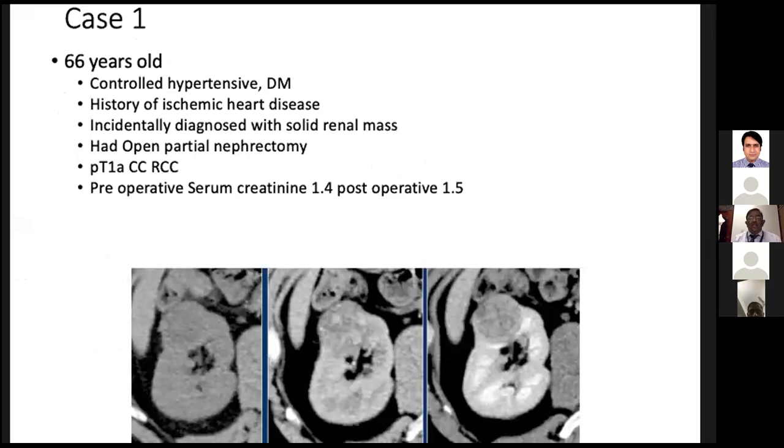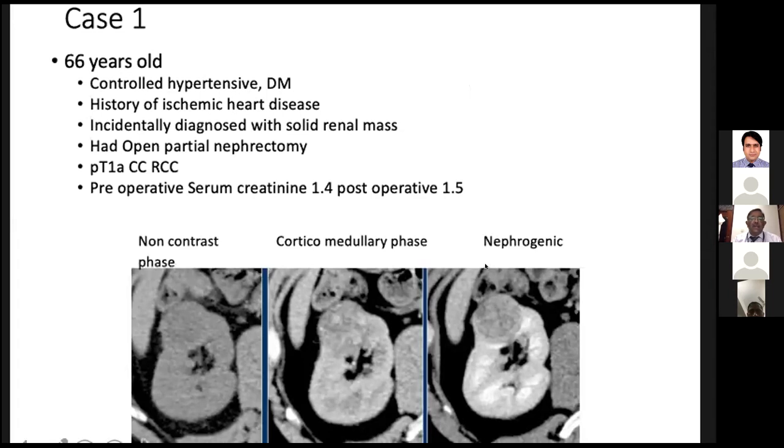Let's start with the first case. This is a 66-year-old controlled hypertensive patient who is diabetic with a history of ischemic heart disease, incidentally diagnosed with a solid renal mass on ultrasound, and subsequently had a partial nephrectomy. It was a clear cell carcinoma, T1A, meaning it was less than 4 centimeters. His preoperative creatinine was 1.4, and his postoperative creatinine is 1.5.